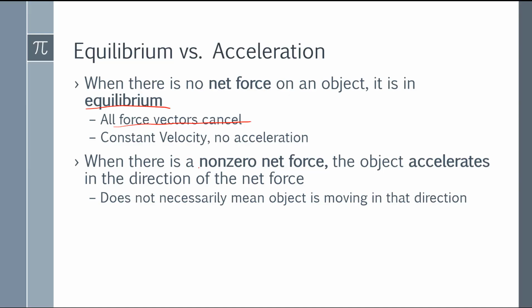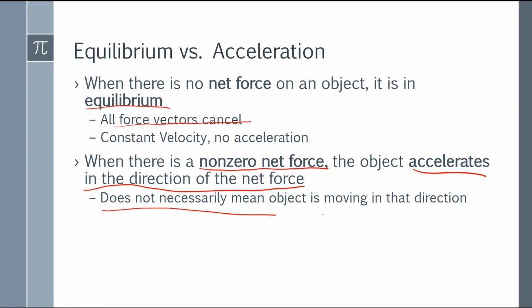On the other hand, if there is a net force, if the net force is not zero, the total force, then the object will accelerate or change its velocity in the direction that the net force is pointing. By net force, I mean the total of all the forces added up like vectors.